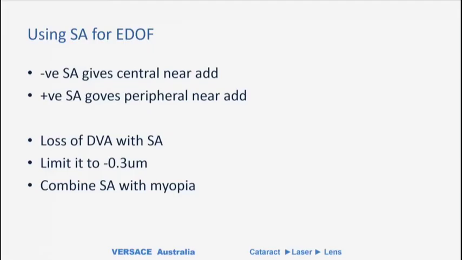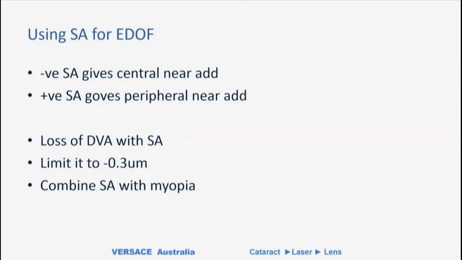So I'd summarize spherical aberration by saying that it does work to increase depth of focus, no question, it can be done, but there is a price to pay. You do lose some quality of vision. Negative spherical aberration is like giving a central near-add, positive is like a peripheral near-add. There is some loss of the sharpness of distance vision if you increase spherical aberration.